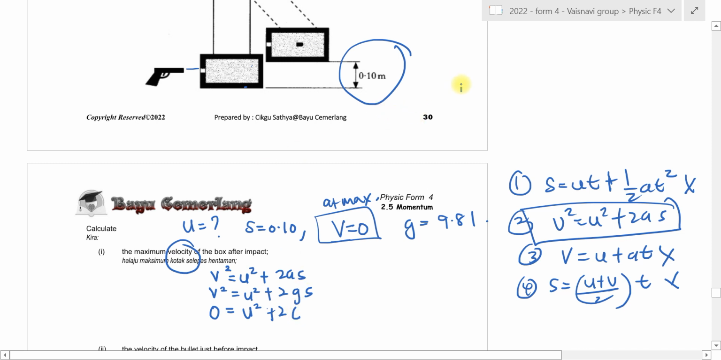G ni kita kena tengok. Kalau dia naik ke atas, it's against the gravity. So, negative 9.81. And then the maximum displacement it reached was 0.10. Okay, arrange and solve the equation. So, U square saya letak sini equal to... Okay, cuba selesaikan dan dapatkan jawapan bagi saya.